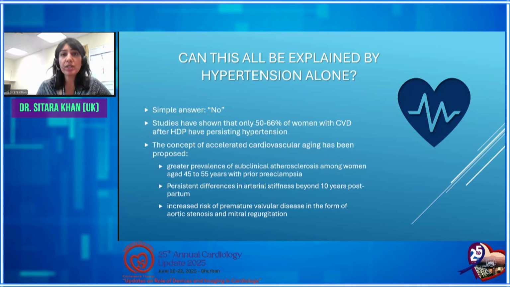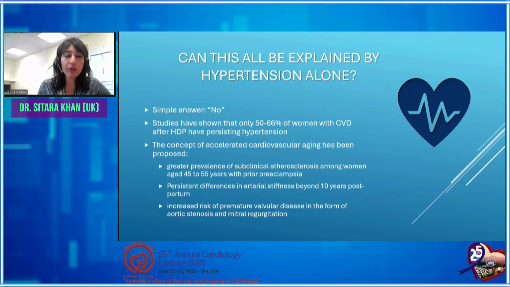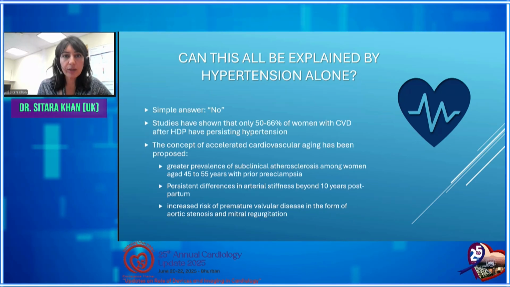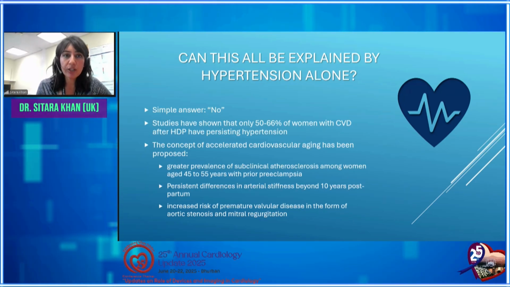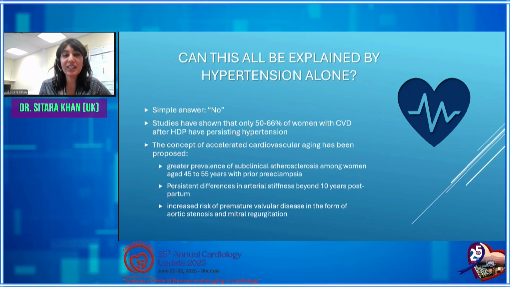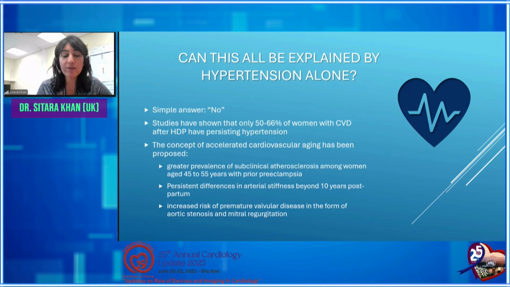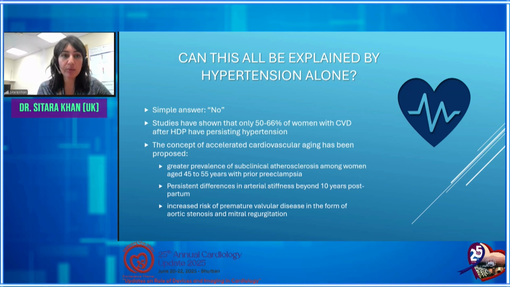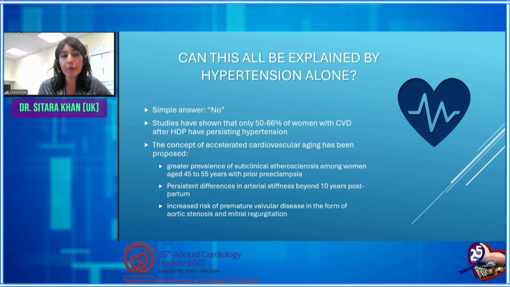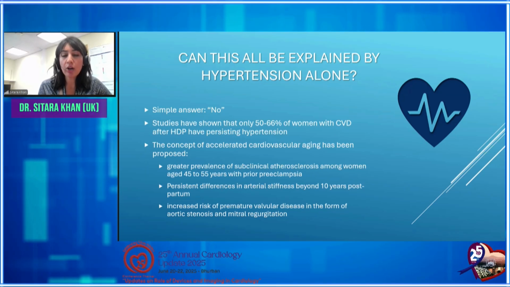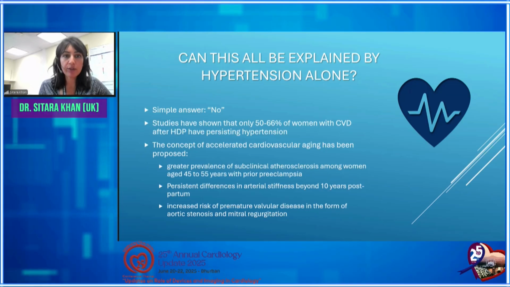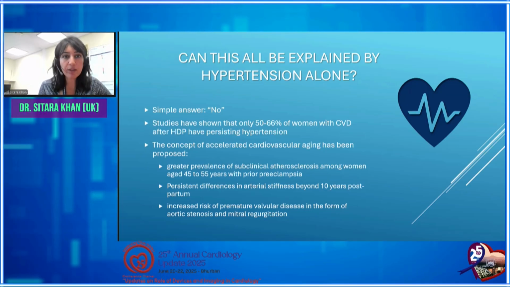Can this increased risk be explained just by hypertension alone? I'm afraid it can't. Studies show that only up to 2/3 of women with cardiovascular disease after hypertensive disorders of pregnancy have persisting hypertension. So this phenomenon cannot all just be explained by hypertension. And there's this concept now of accelerated cardiovascular aging, where there's actually a greater prevalence of atherosclerosis in women in their middle age, 45 to 55 years, with prior history of preeclampsia, for example.